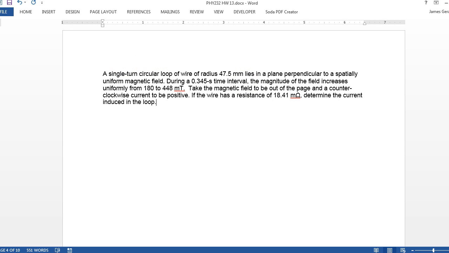In this problem, we have a single turn loop, a radius 4.75. So this radius from the center of the loop out is 47.5 millimeters, lies in the plane perpendicular to a spatially uniform magnetic field. So B dot n hat is just B. During this little time interval, 0.345 seconds, the magnitude of the field increases from 180 to 448 millitesla, right?